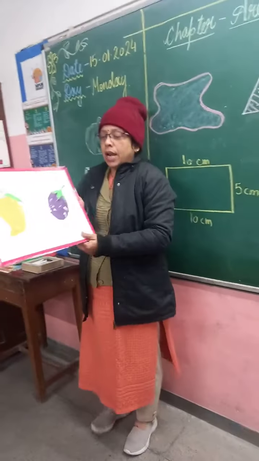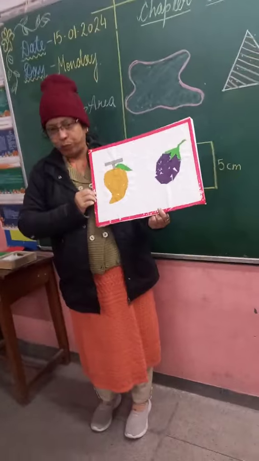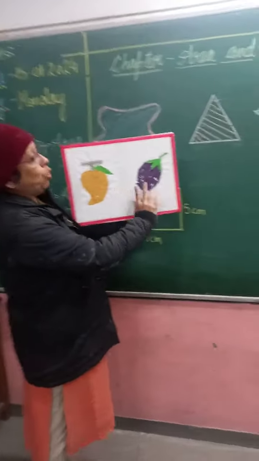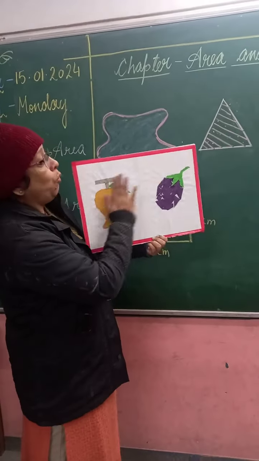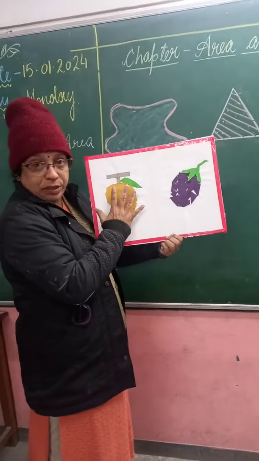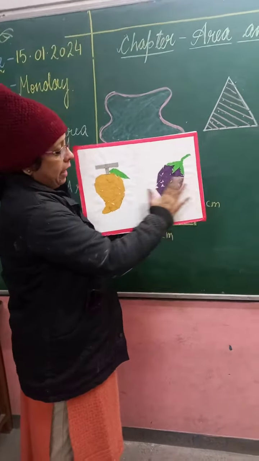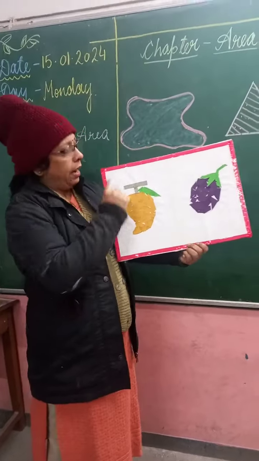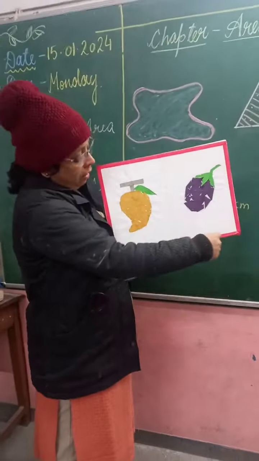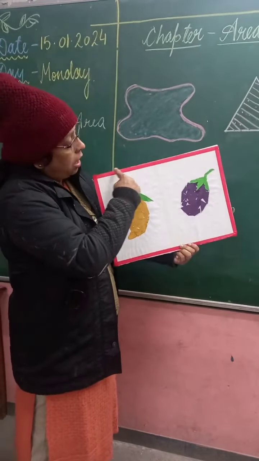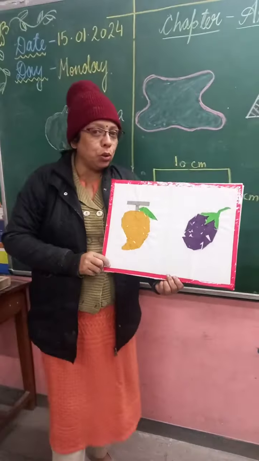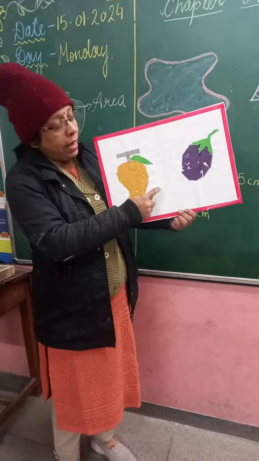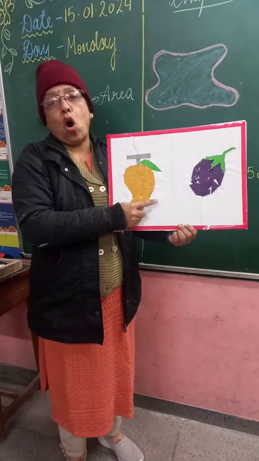Now, children, coming to this board, as you all can see, I have one board. Here, there are two flowers. So, this white portion on which these two flowers are pasted, this white portion, is the area. And now you can see this red color. This red color running around this area is the boundary. So I hope it is clear to you that area means the space occupied by an object.